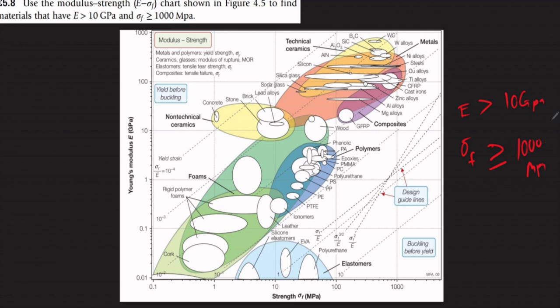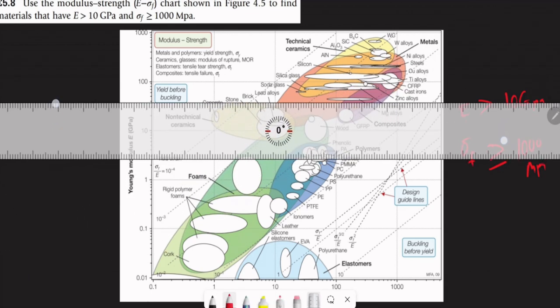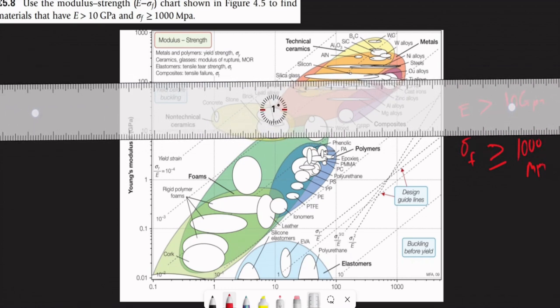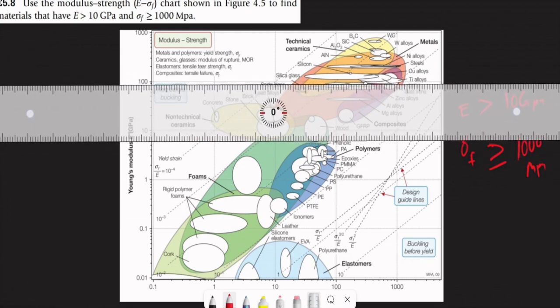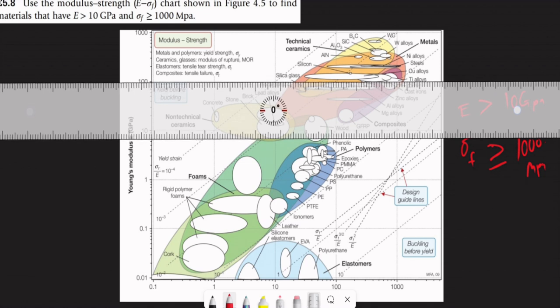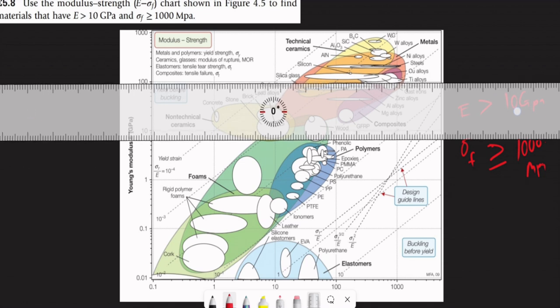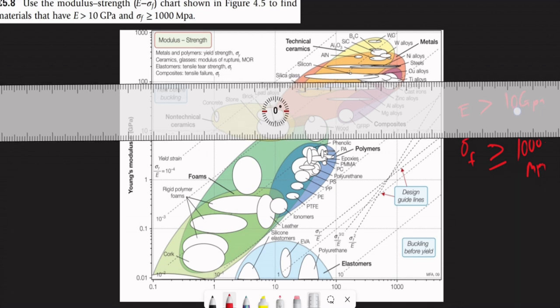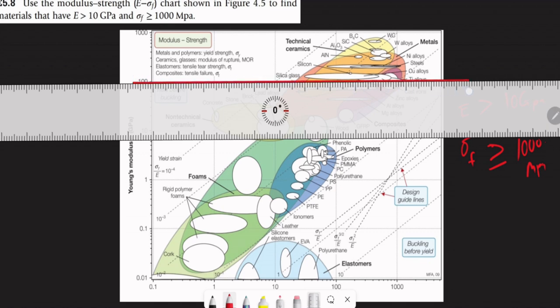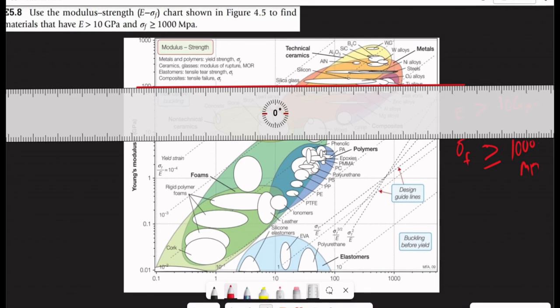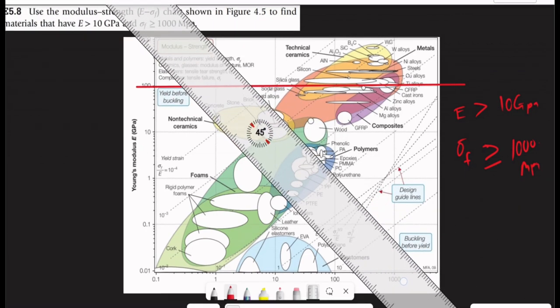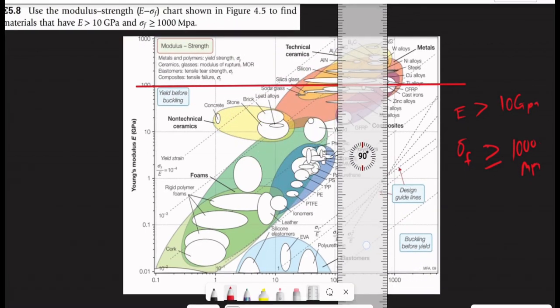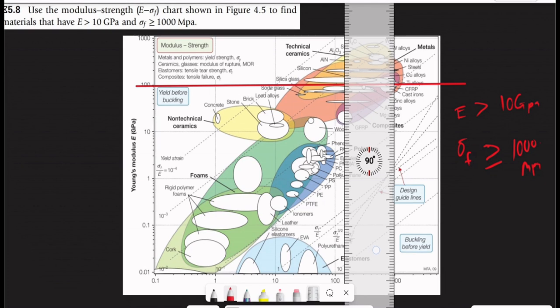For 100 gigapascal, we take a ruler and place it at 100 gigapascal. Once we place it, we can now draw our lines. Next, we'll draw a line for 1000 MPa. So at 1000 MPa, we'll take our line and draw it.